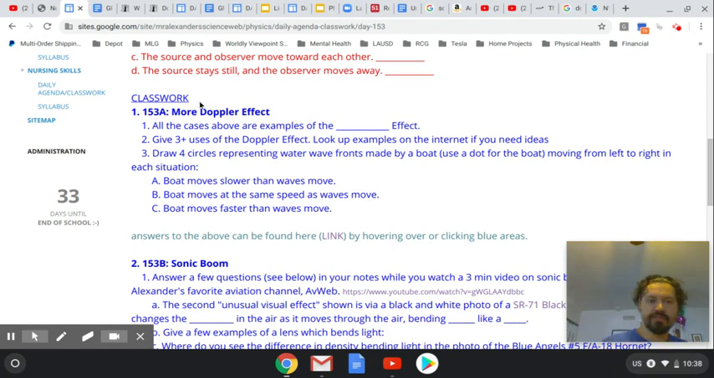I'm asking you to draw 4 circles representing wave fronts. Okay, so here's some circles, but showing what it would look like if the boat was moving. So I'm going to do that now.